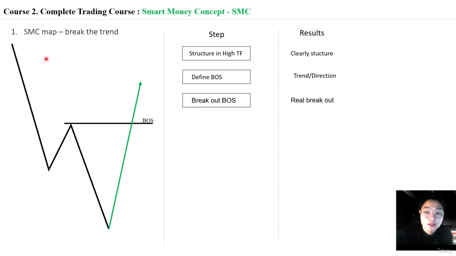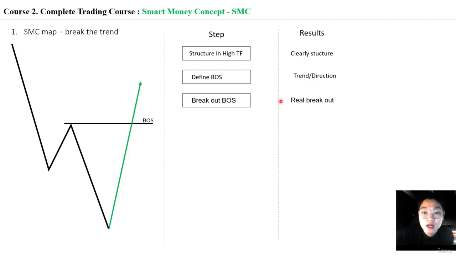So let's get started. The first one, SMC map about break the trends. When you open the chart, normally you also need to analyze structure in the higher time frame. And the results also same, obviously structures. For example, at this time, the structure we have here is lower low, lower high. That is obviously structure of the down movement. And the second step defines the BOS to define the trend and direction. At this time, you can see that here is our BOS.